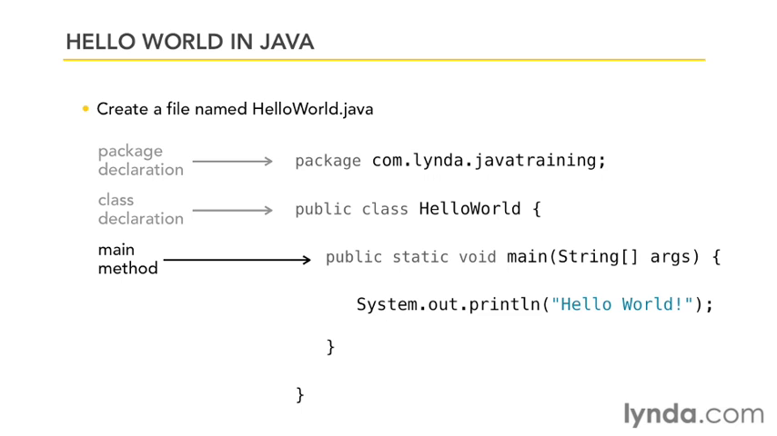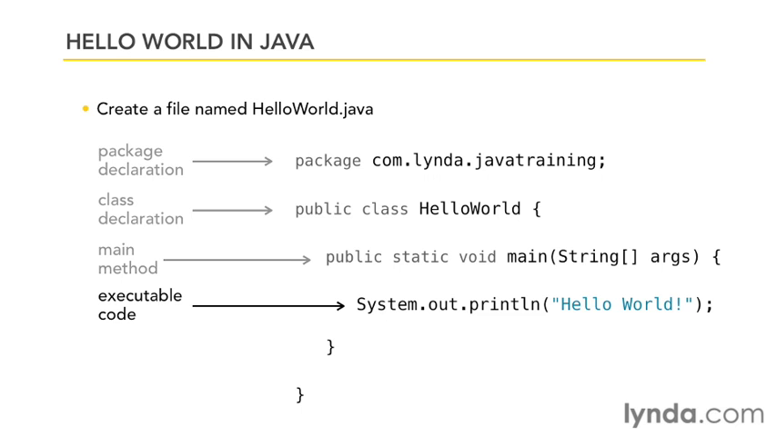The main method must receive something called an argument, and it must be an array of strings. This allows you to pass in information to the application as you run it from the command line. We call that the args argument. Finally, within the main method, you place your executable code.